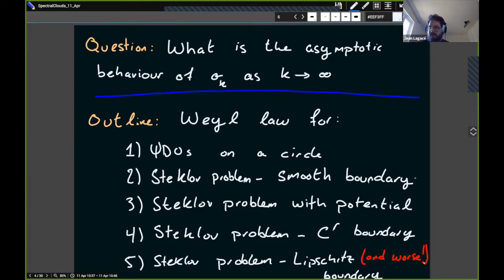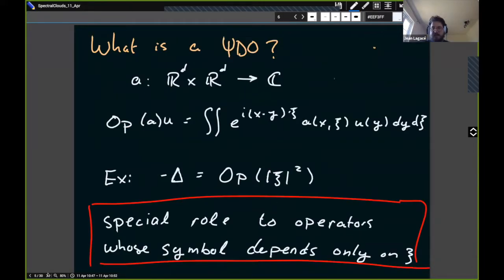Well, slightly worse, for some definition of slightly. All right. Before I go on, are there any questions about the setting? What is a pseudo-differential operator?